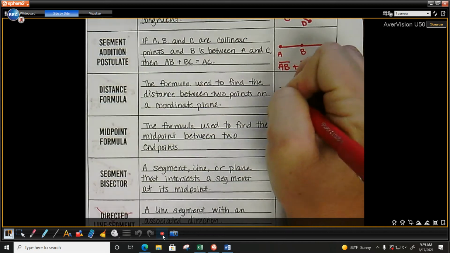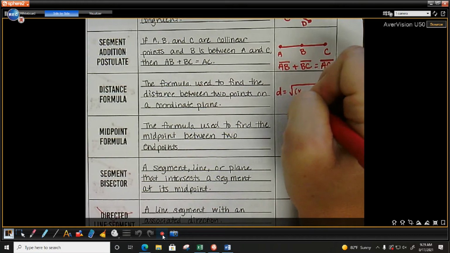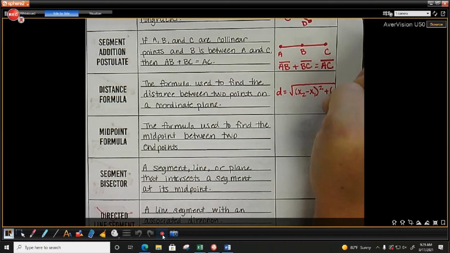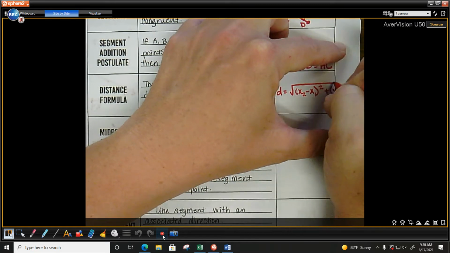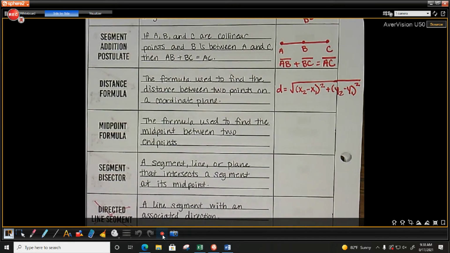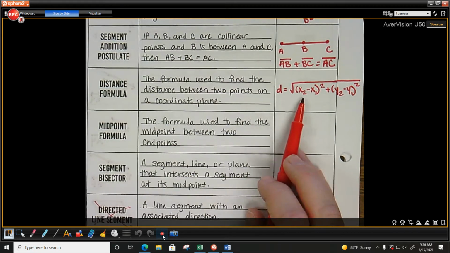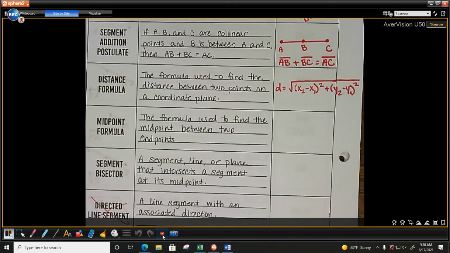So your distance formula is the square root of x2 minus x1 squared plus y2 minus y1 squared. Y'all remember what those little subscripts are? No. This is saying your second point's x value, your first point's x value. So the subscript is telling you what point we are talking about. Okay, it's not an exponent. Okay? Does that help us a little bit?